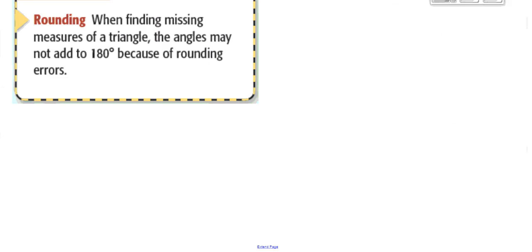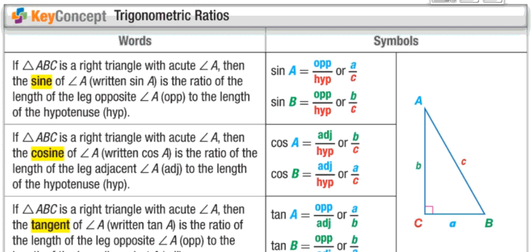And then, of course, this just reiterates that. When finding missing measures of a triangle, the angles may not add up to 180 degrees because of rounding errors. By that they mean, if you're using an answer to find an answer, then sometimes that second answer will be off a little bit as we go. So just be aware of that. As a general thing we want to remember, if possible, we don't want to use an answer to find the next answer. Occasionally, we can't avoid that, so that is something that will happen as we go.